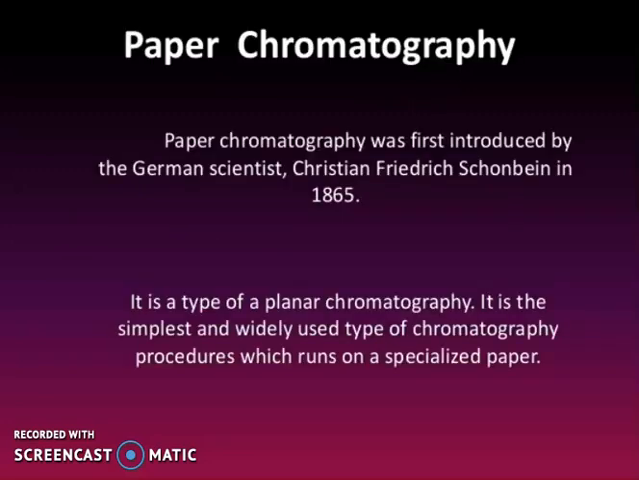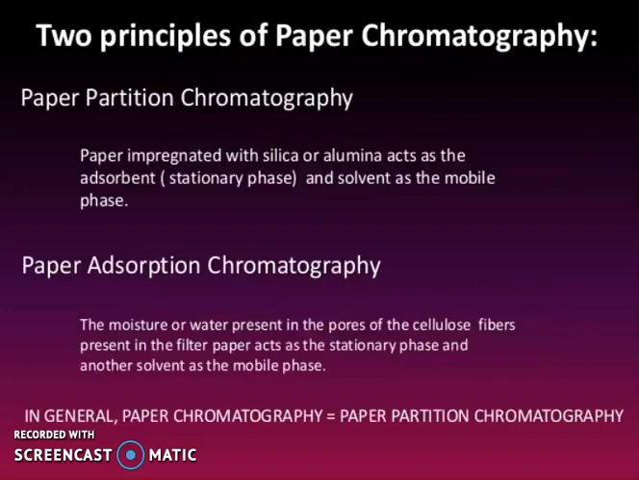Paper chromatography was first introduced by the German scientist Schönbein in 1865. It is a type of planar chromatography. It is the simplest and most widely used type of chromatography procedure, which runs on a specialized paper.